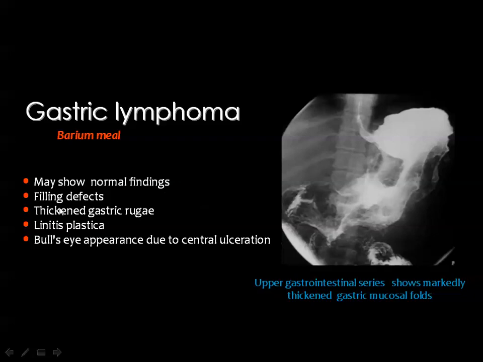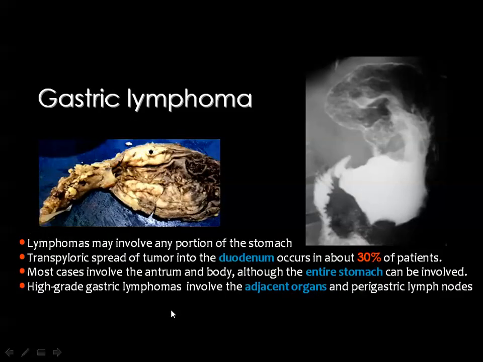You may get filling defects, or this classic appearance in the form of significant thickening of the gastric folds, which includes many differential diagnoses, but one of them is gastric lymphoma. Linitis plastica is one of the forms of lymphoma in the stomach, and ulcerations may also occur. And this is lymphoma of the stomach with significant mucosal fold thickening, as you can see here.